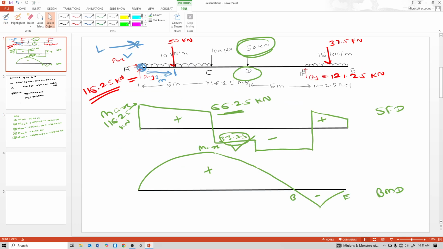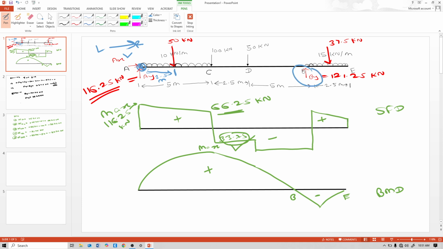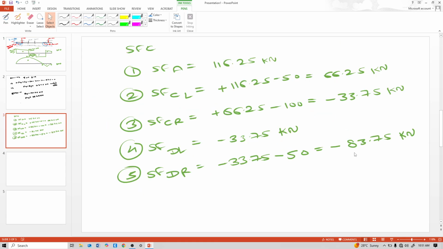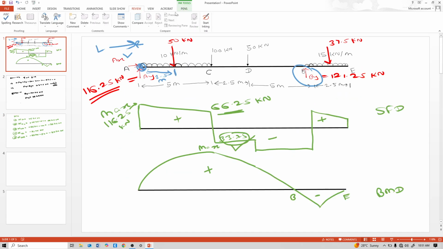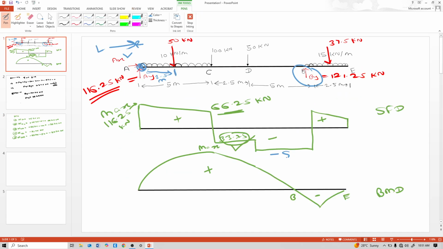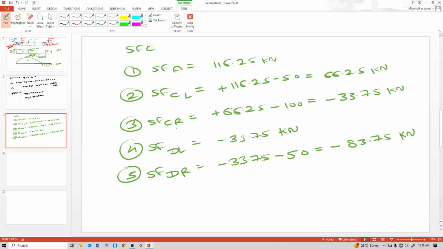Now next see this B point. See, just left of that B the shear force is similar to this, minus 83.75, because here shear is minus 83.75 and in between there is no load. So shear force at B just left is minus 83.75.